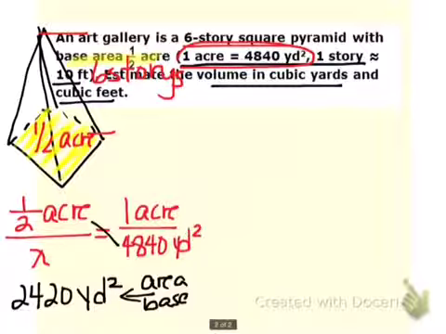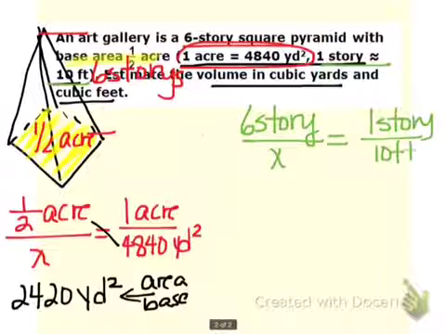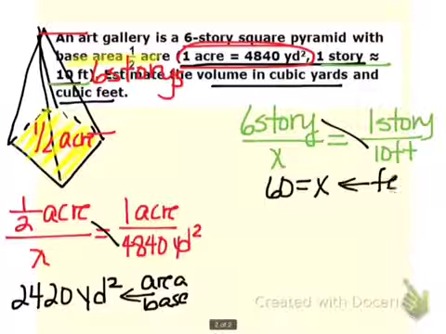Now let's work with our stories, because we don't have yards and we have stories. So if I look at my stories, the question tells me that it's 6 stories. And I know that 1 story is approximately 10 feet. So we can change that to feet by setting up a proportion. I know 1 story is equal to 10 feet. So if I cross multiply to solve this proportion, I would say 6 times 10 equals X, and that's going to be how many feet?